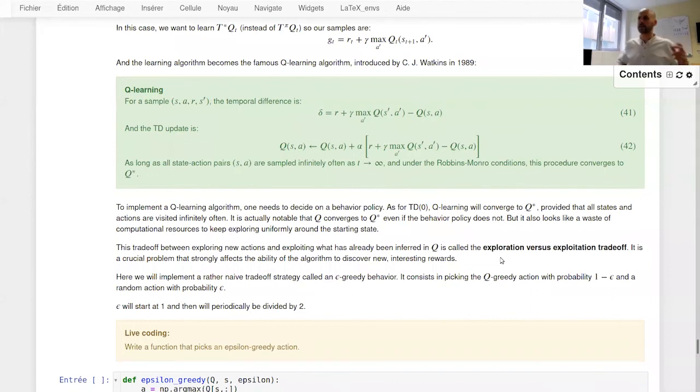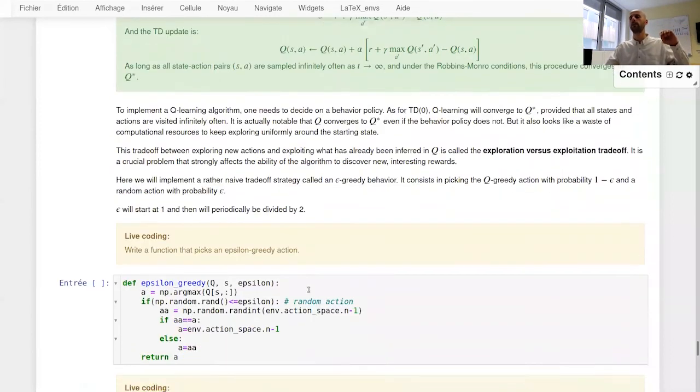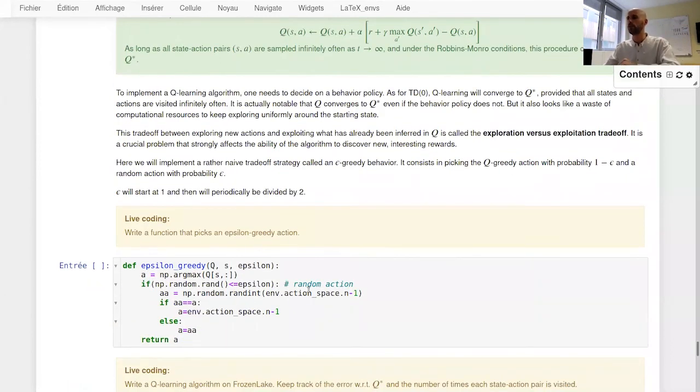A full day, as I had the occasion to say earlier, a full day in RLVS is dedicated to the exploration versus exploitation trade-off. And here we will implement a rather naive trade-off strategy called an epsilon greedy behavior. It consists basically in picking the Q greedy action with probability 1 minus epsilon and a random action with probability epsilon. Epsilon will initially start at one, and periodically we will divide epsilon by 2 so that the behavior policy eventually tends to a fully greedy behavior and refines the knowledge of Q of s, a around the optimal trajectories.